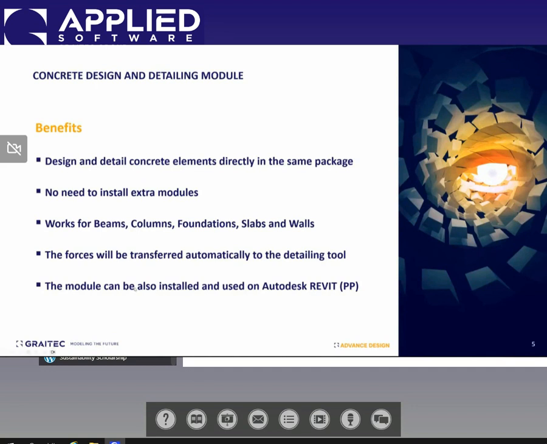The other benefit here is that this module can also be installed directly on Autodesk Revit. We call it Power Pack. So in case you want to use the module on Autodesk Revit, it's an add-on that we can just plug into Revit as a Power Pack, and you can use it exactly the same as Advanced Design. So it will also help the Revit users.